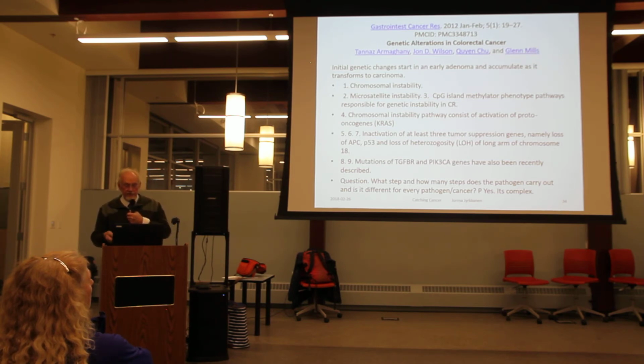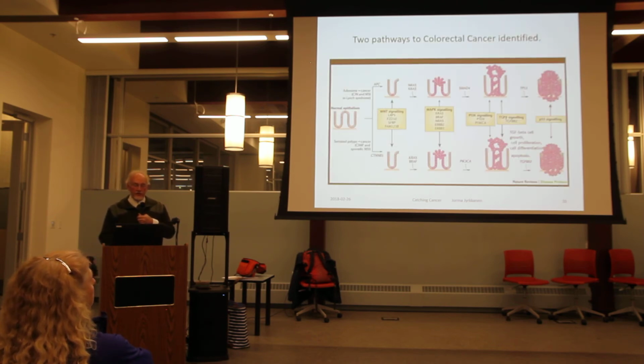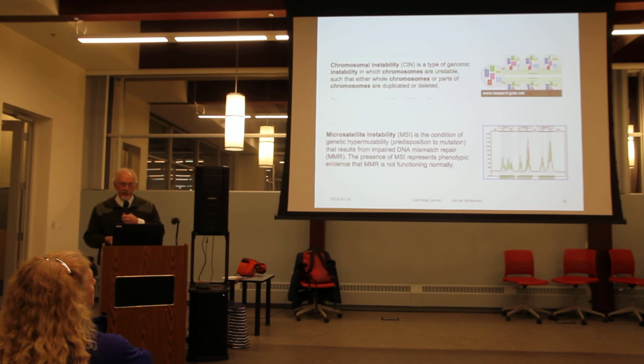You can inactivate at least 3 tumor suppressor genes: APC, P53, and loss of heterozygosity in the long arm of chromosome 18. There are mutations of TGFBR and PIK3CA genes, recently described. So you can see a cancer is not just one shot, one chemical, one thing, one cancer. It's a progression of mutations that follow. There are two pathways to colorectal cancer. You can see there's a lot of mutations there. But P53 is the one that goes right at the very end when it becomes really bad.